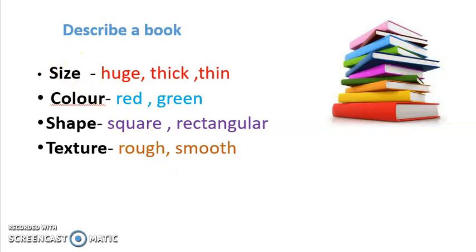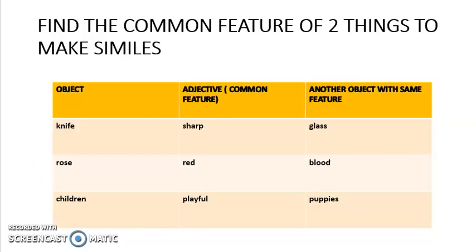From these clues which I've given you, you need to think which one you are going to choose. For example, if you choose color, you have chosen the color red. Now you need to think of something else that is red, and then only you can make a simile. So in my next slide I will be teaching you how to do so. Now let's take an example.